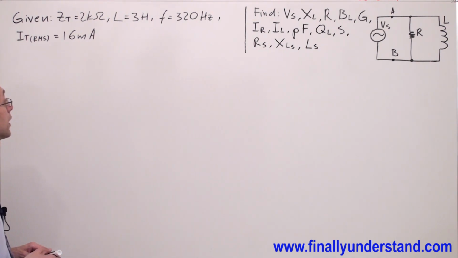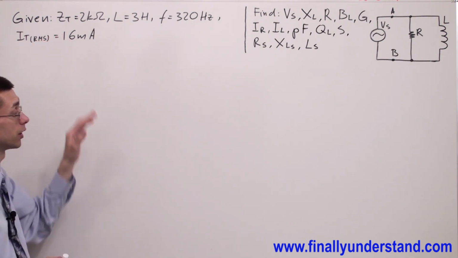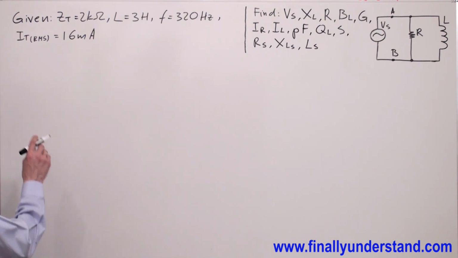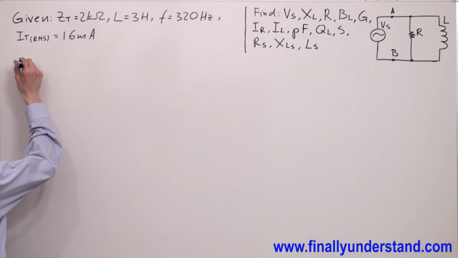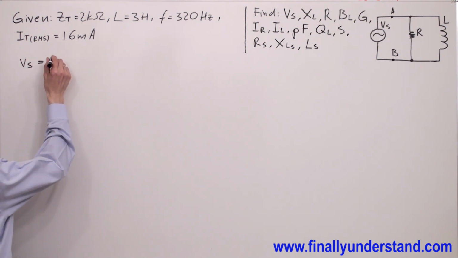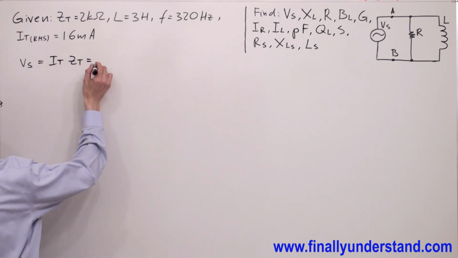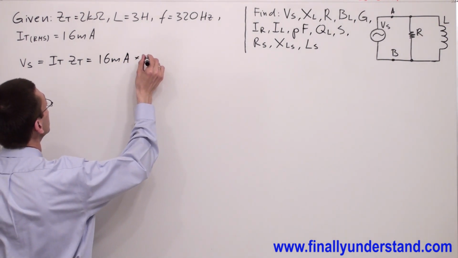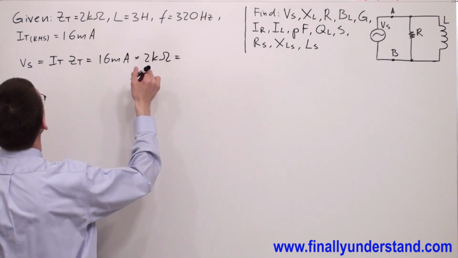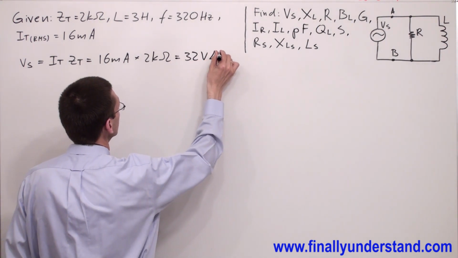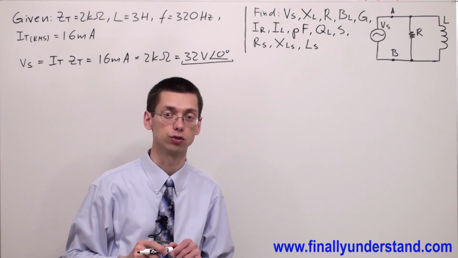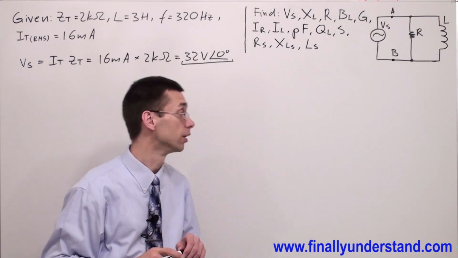Okay, so let's start from finding the voltage source. We have been given I total and we have been given Z total. If we have I total and Z total, we can find the voltage source. And like always, we are going to assume that the voltage source is supposed to have angle zero. So I'm going to write the voltage source is equal to I total times Z total, where I total is equal to 16 milliamps and Z total is equal to 2 kiloohms. So this is equal to 32 volts and angle of 0 degrees. I always try to make the voltage source have angle 0 degrees because the analysis is going to be a little bit simpler.